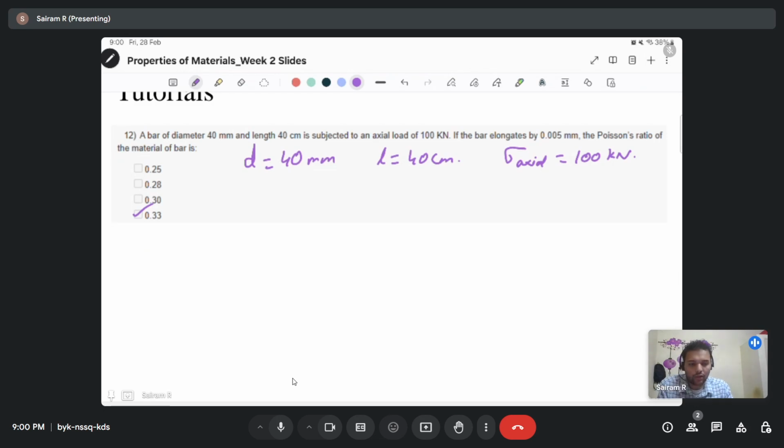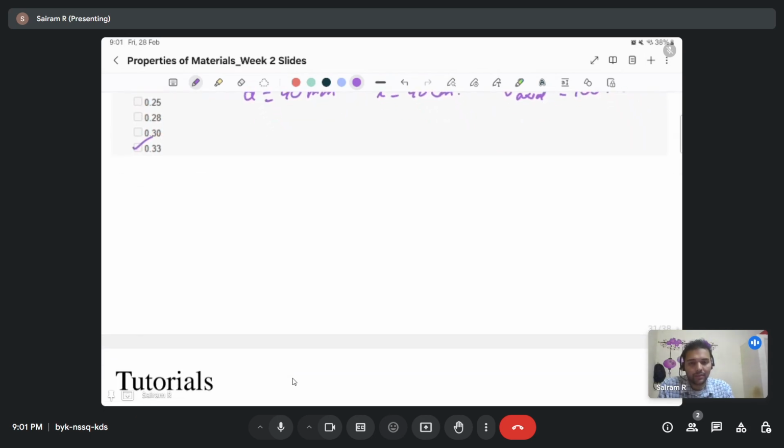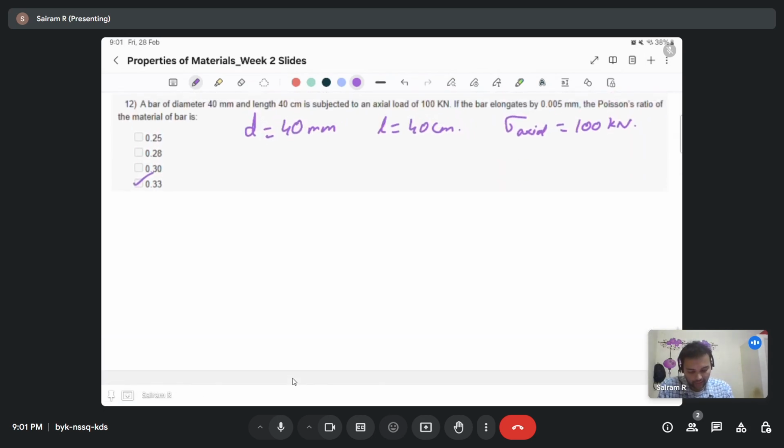Right now it's almost 9 o'clock. We don't have the time to solve this question. We'll try to solve this question in the subsequent class, or I'll try to finish this and then if time permits I'll come back to this question again.